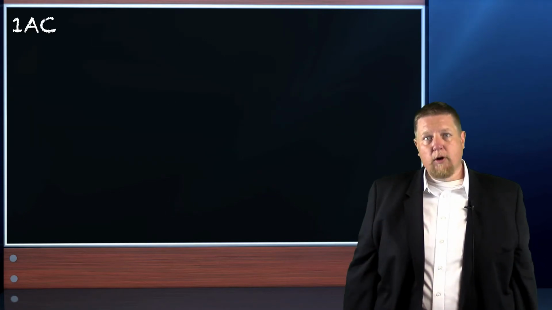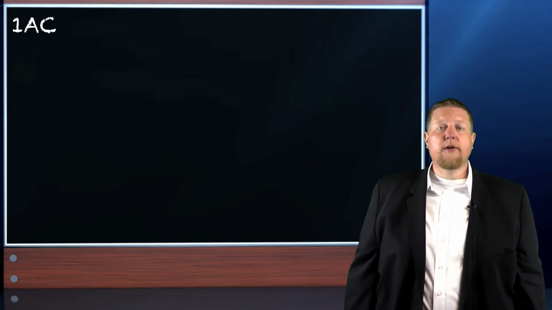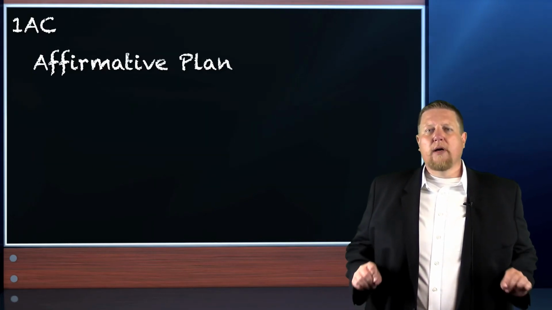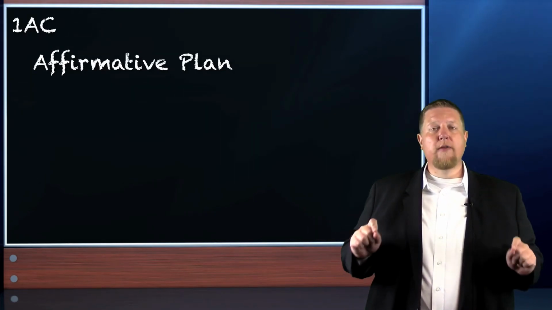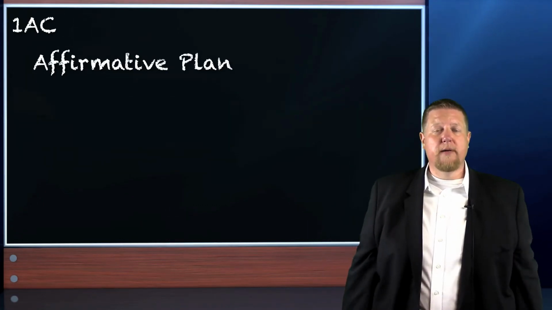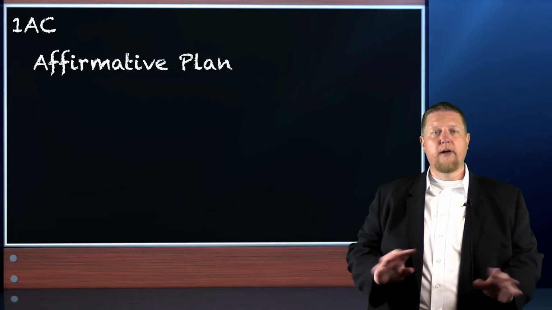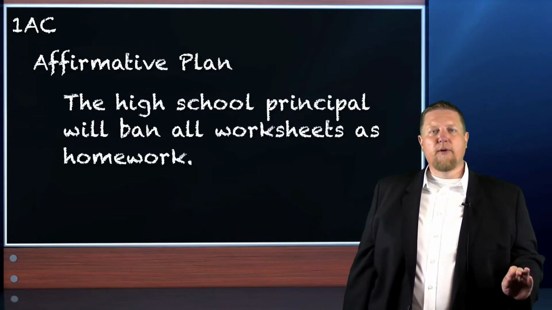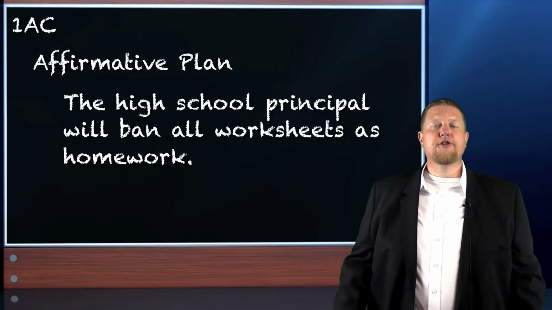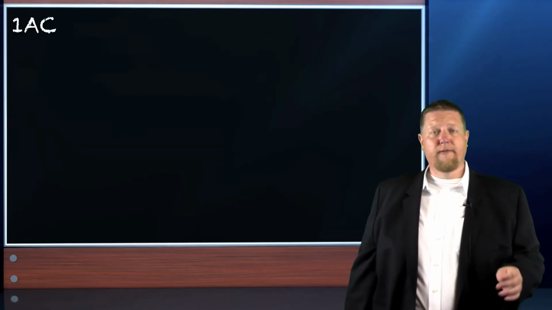And that brings us to the part of the first affirmative constructive where the affirmative proposes a plan. The plan isn't a stock issue, but since we are organizing our discussion of stock issues around the organization of the affirmative plan, we should point out that this is where the affirmative team will give the details of their plan. So for our fun debate resolution, let's say that the affirmative team proposes that the principal bans all worksheets as homework. So let's move on to the next stock issue, solvency.